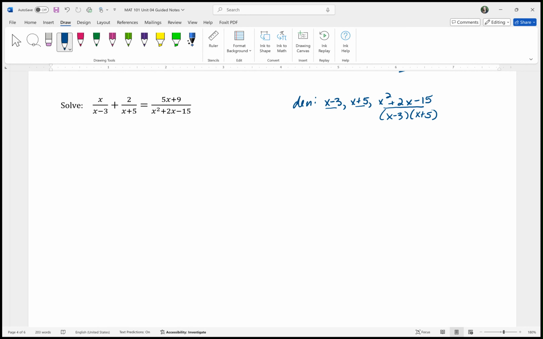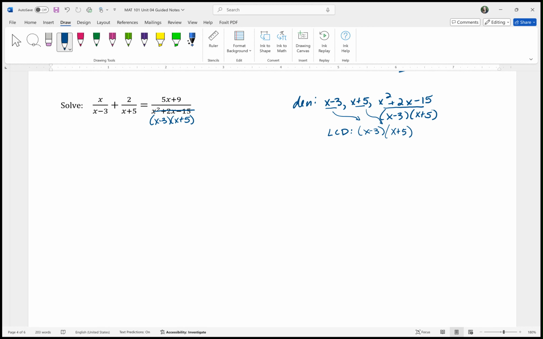That actually helps us save a little bit of time, and that allows us to go straight to our LCD. So our LCD, again, you need one of each thing. So we need the x minus 3. We need the x plus 5. But we already have an x minus 3, so I'm not writing it again. And we already have an x plus 5, so I'm not writing it again. So our LCD is x minus 3 times x plus 5. Back to the problem. We need to write this as the factored form, x minus 3 times x plus 5. That will help us with our next step.